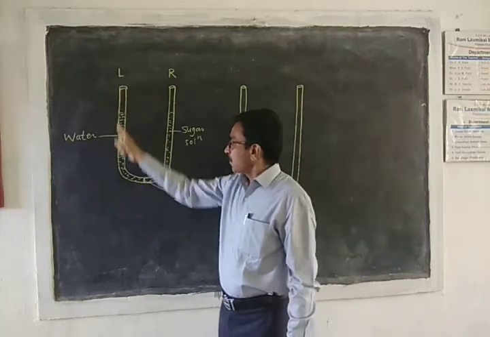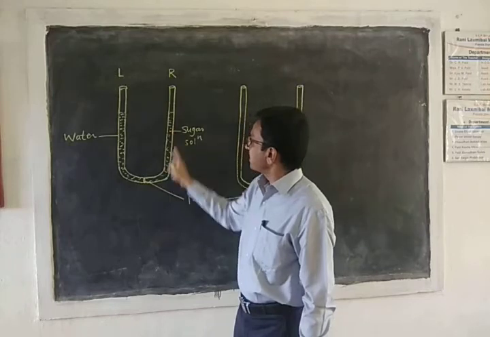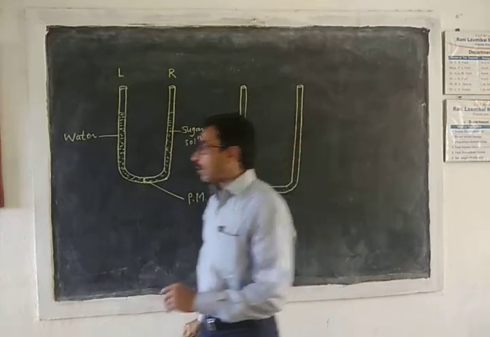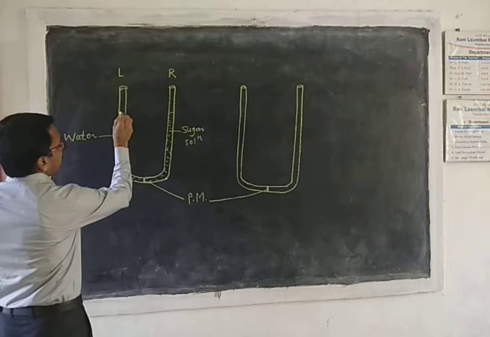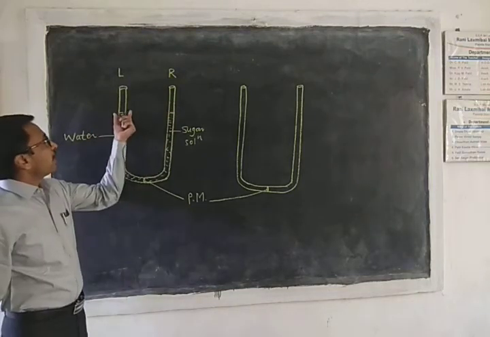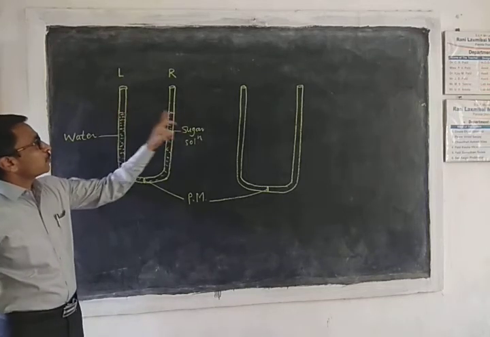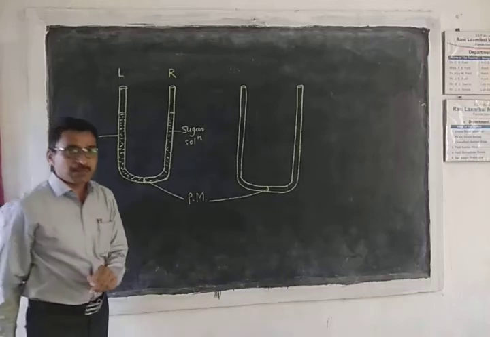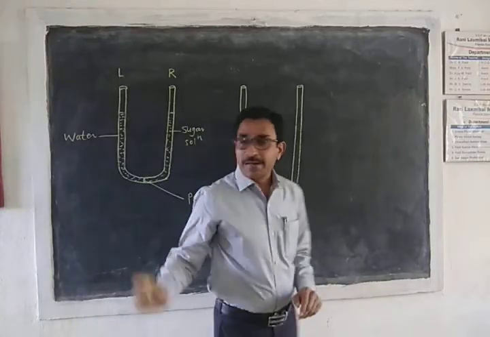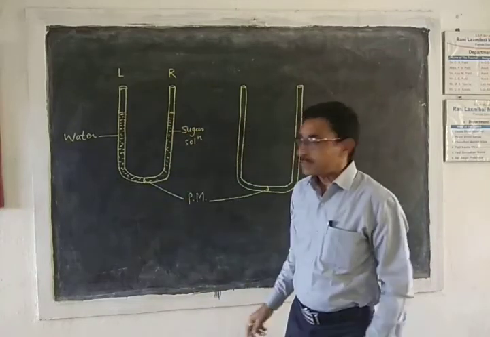The left limb of the U-tube is filled with water, while the right limb is filled with the sugar solution. The level of the solution in the left limb and right limb should be equal. ह्या लेफ्ट लिंब आणि राईट लिंब मध्ये हे जे काही आपण सोल्युशन भरलंय, ह्या सोल्युशनची लेवल कशी असली पाहिजे? सारखी असली पाहिजे. The level of the left limb and right limb should be equal.